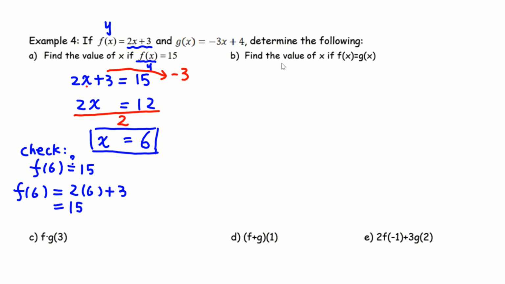And this one asks you to find the value of x if f at x equals g at x. So the left side is f at x equals g at x. We sub in the right side to replace f at x. So 2x plus 3.